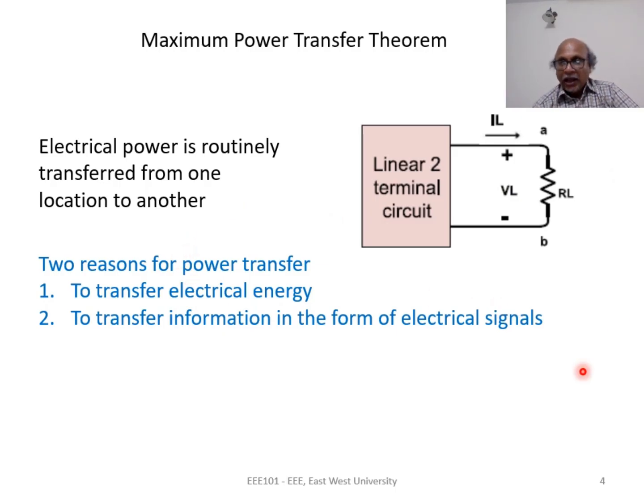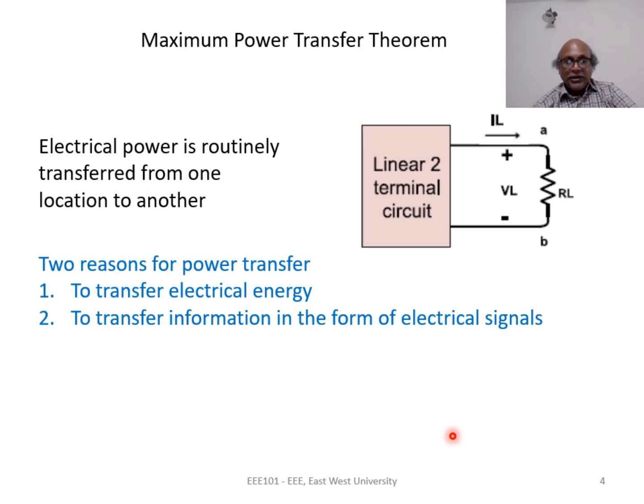For example, we may have a power plant outside the city and the loads may all be located within the city. So the electrical power produced in the power plant has to be transferred to the city where all the loads are located. The next reason is that we transfer information in the form of electrical signals. Electrical signals are represented as voltages and currents. So when we want to transfer information, we transfer electric voltages and currents. A common example may be our landline telephones.